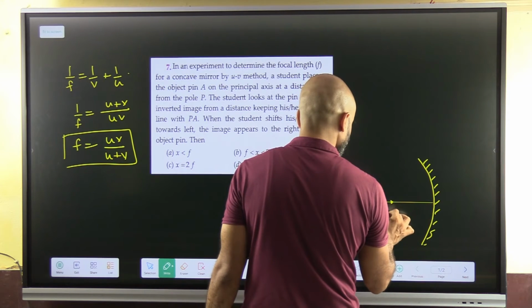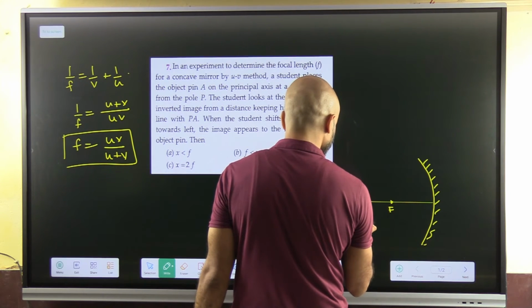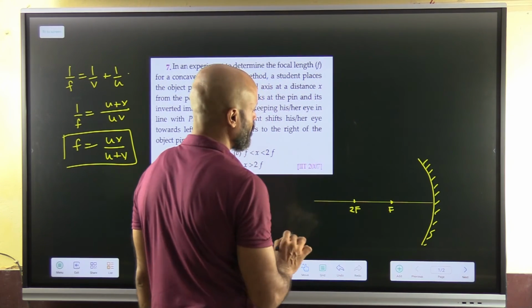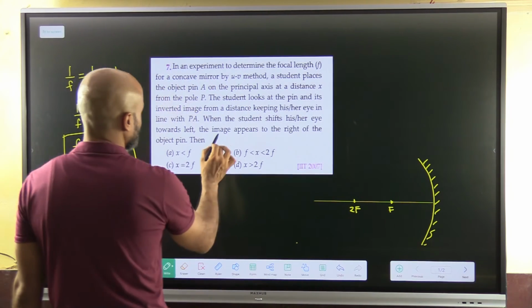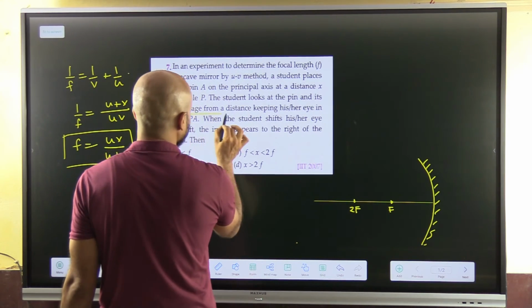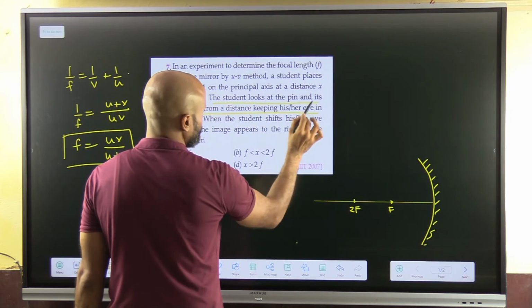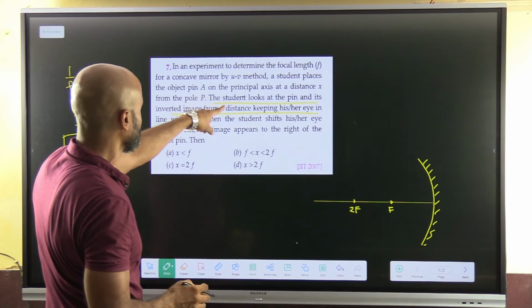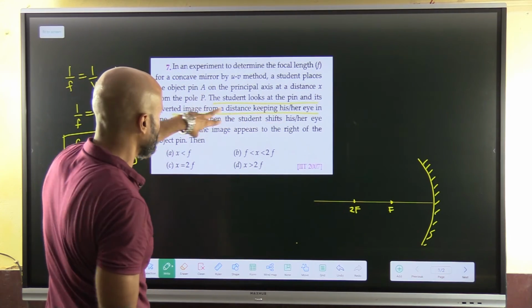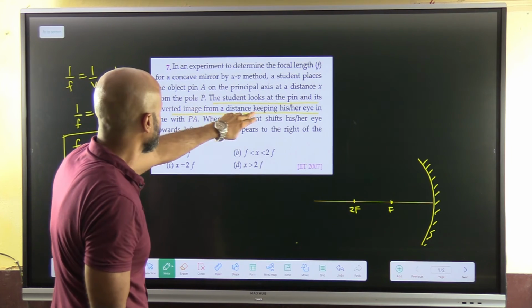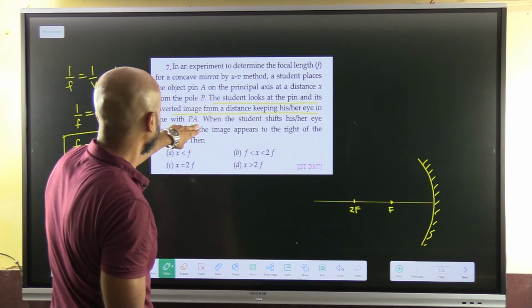Let's say this is the focus, this is 2f. Now, here the student looks at the pin and its inverted image from a distance, keeping his eye in line with PA. This pin is placed on the principal axis.